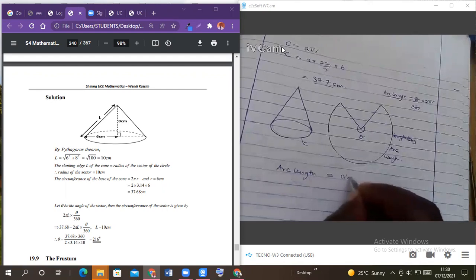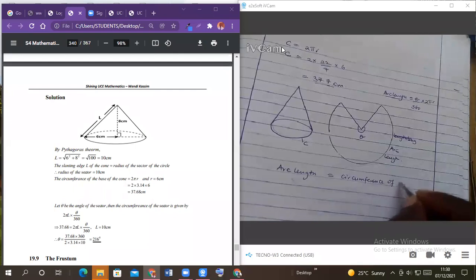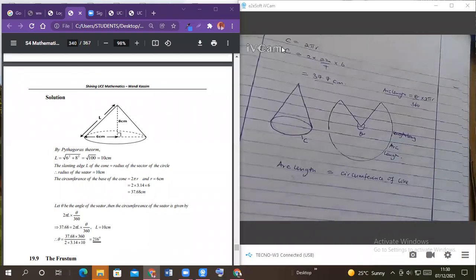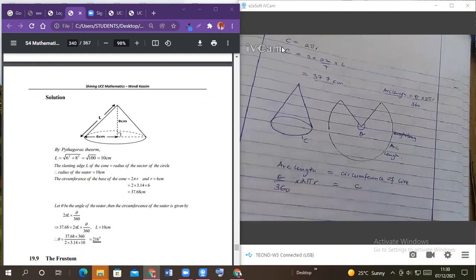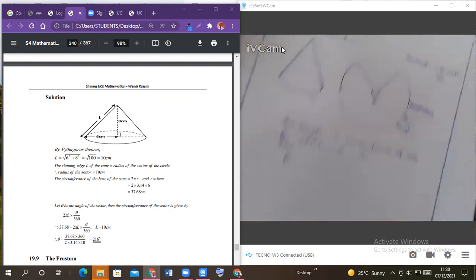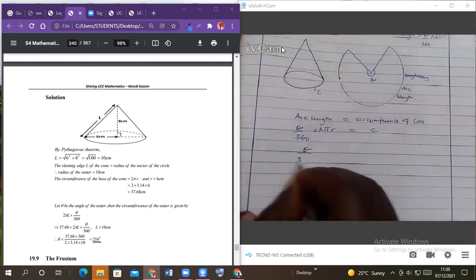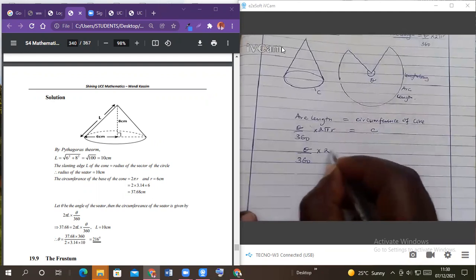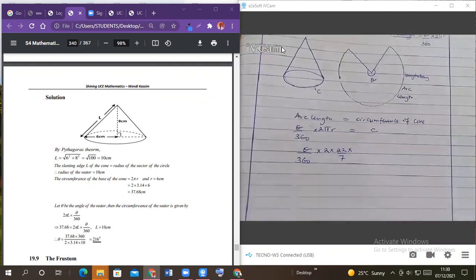equals the circumference of the cone. Okay, so the arc length is given by theta out of 360, then times 2 pi r, which is equal to the circumference c. So I can substitute and say theta out of 360 times 2 times 22 out of 7, then times the radius.